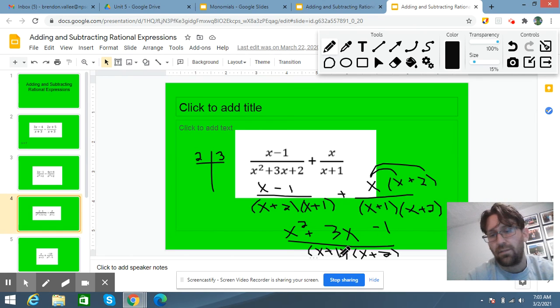And remember, don't forget about your restrictions. X cannot equal negative 1. X cannot equal negative 2.